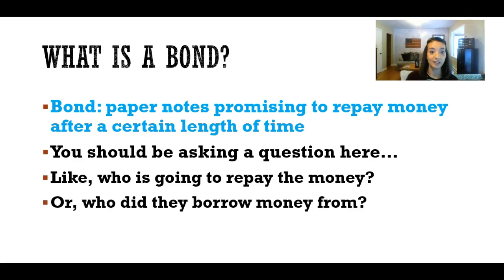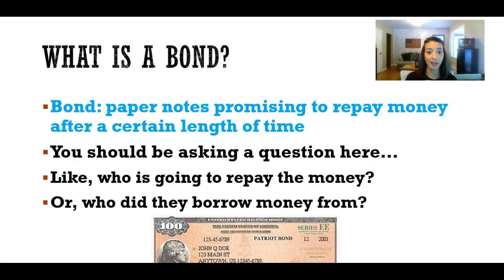Okay? So, in here I said, or who did they borrow the money from? Once again, it's the American people. It's you and I. So we go down to the bank, we buy a bond, and the government promises that they're going to repay us back in 10 years, 20 years. It just depends on what type of bond we bought, okay?